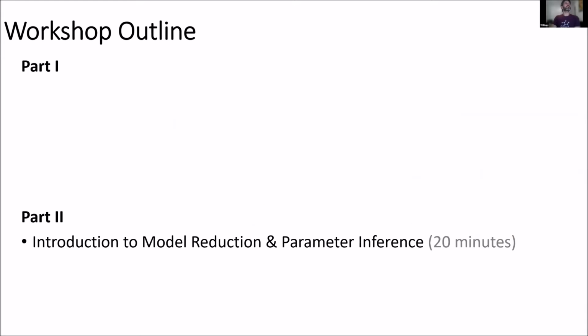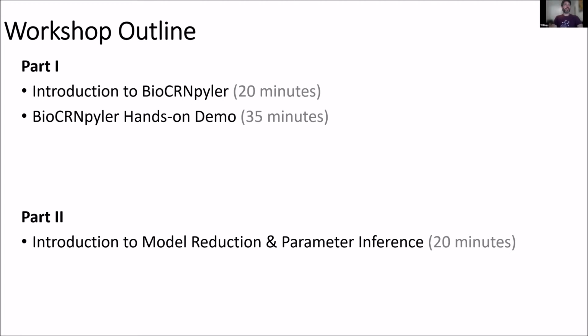Okay, so let me give a brief outline. We're going to start, it's in two parts, and the first part is on Biocompiler and compiling chemical reaction networks models. So I'm going to start talking about Biocompiler briefly. Then we're going to have a hands-on demo where we're going to use Google Colab to really play with some Biocompiler models and try building some and figure out how that works together.